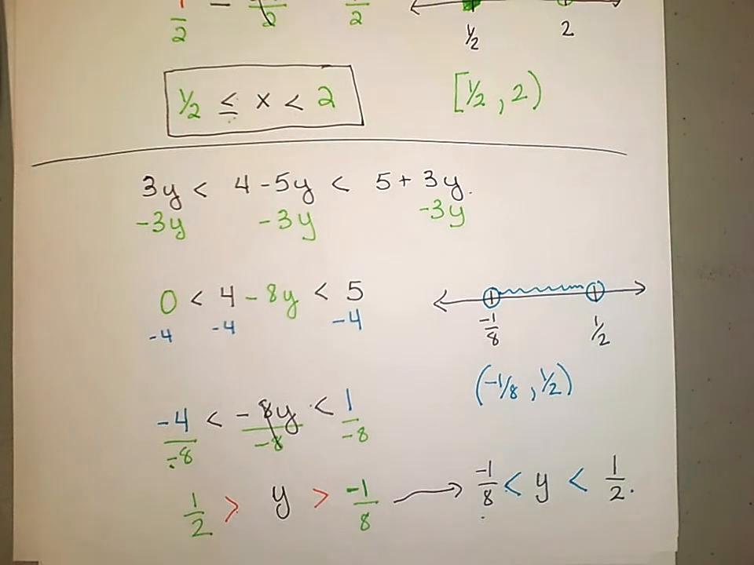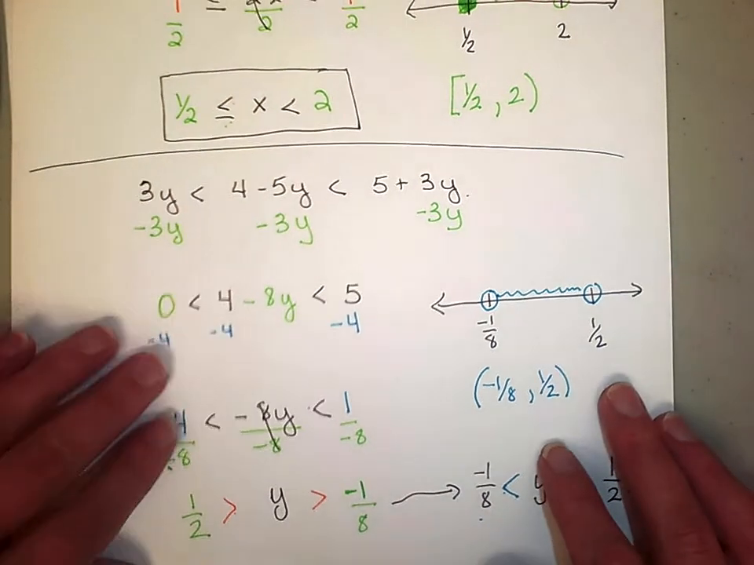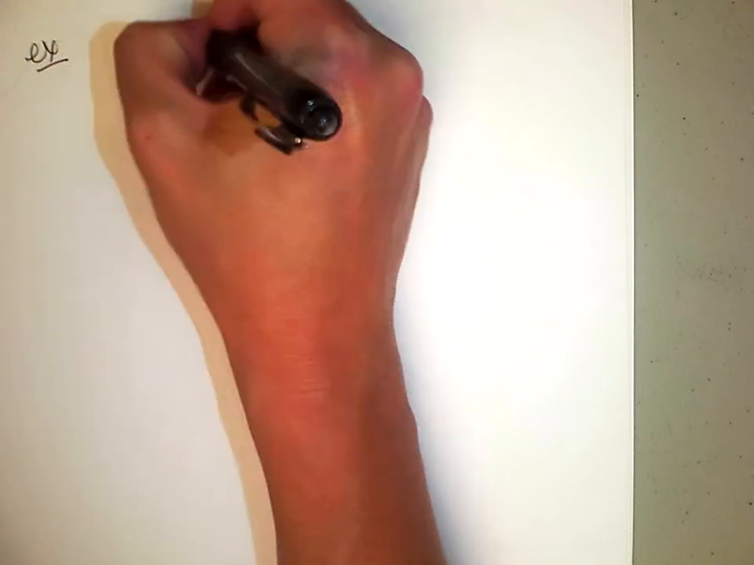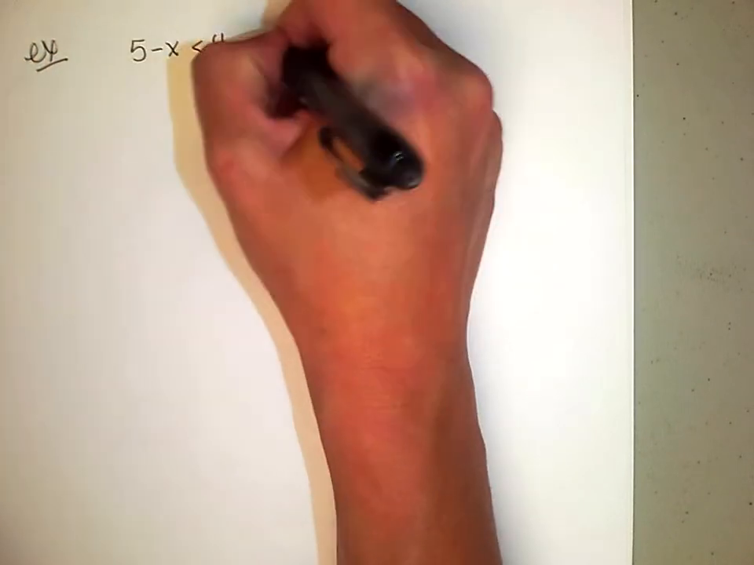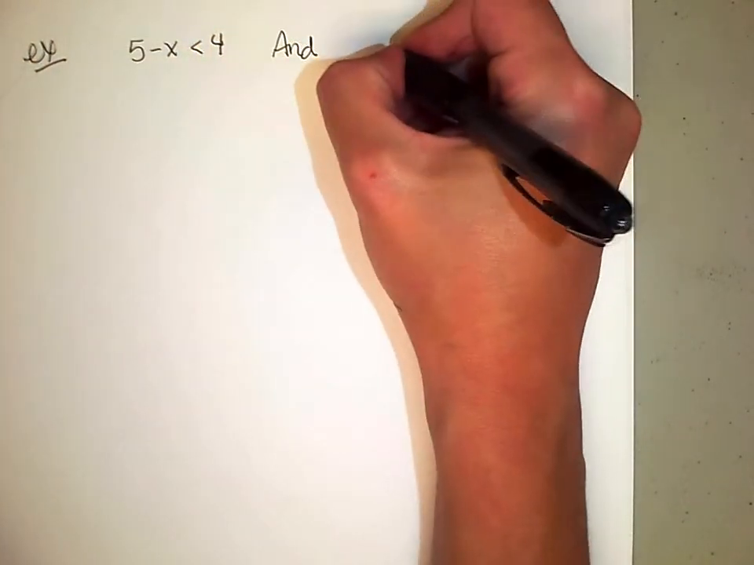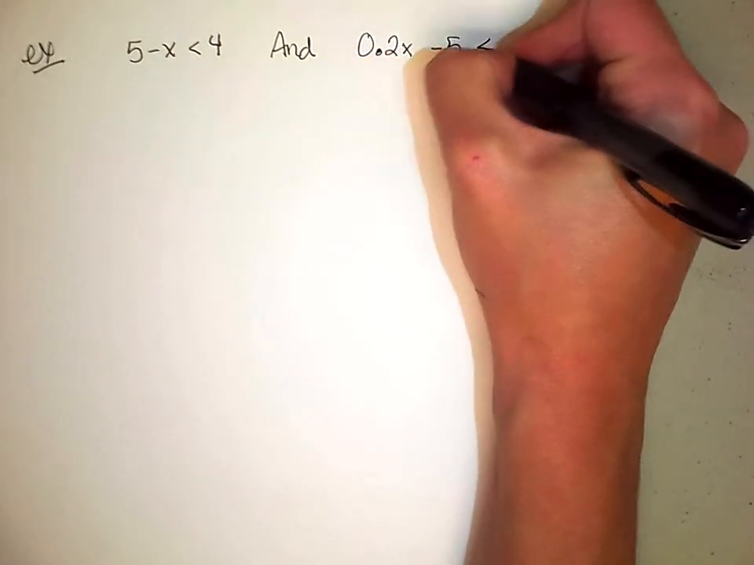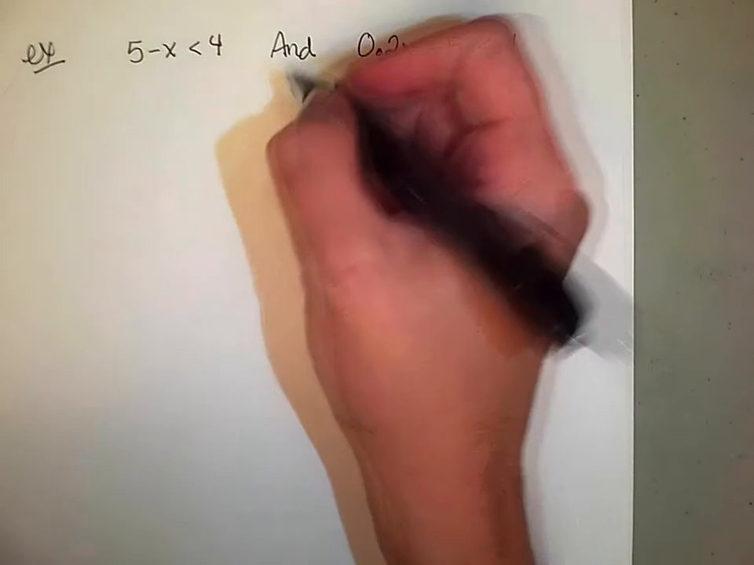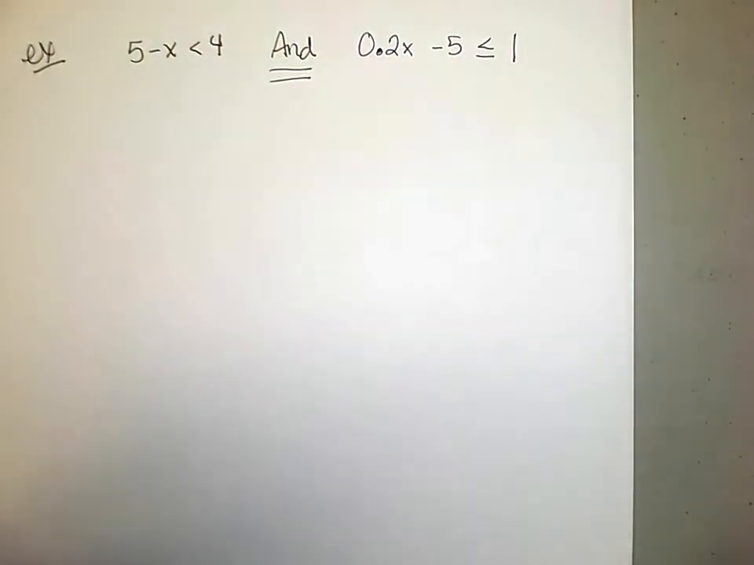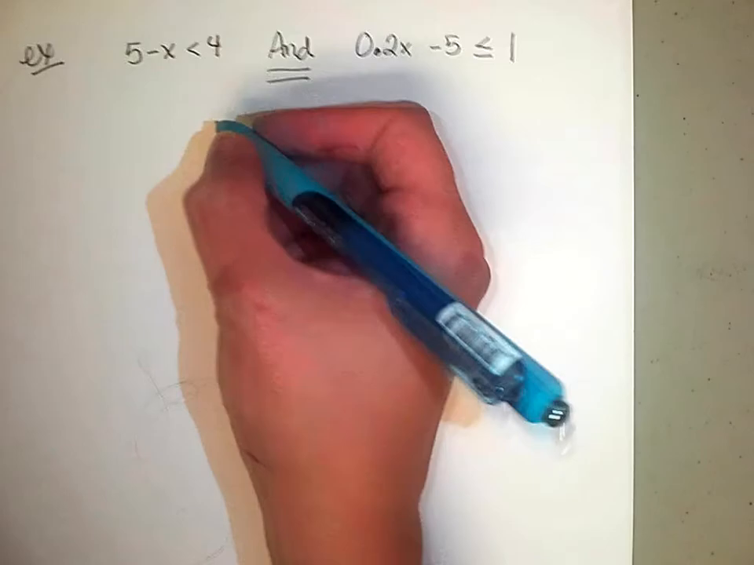Okay, so let's try one more. Let's say we had to solve 5 minus x is less than 4 and 0.2x minus 5 is less than or equal to 1. Okay, so we're going to have to satisfy both of these things. Okay, well, we can do that. Let's just solve for x.